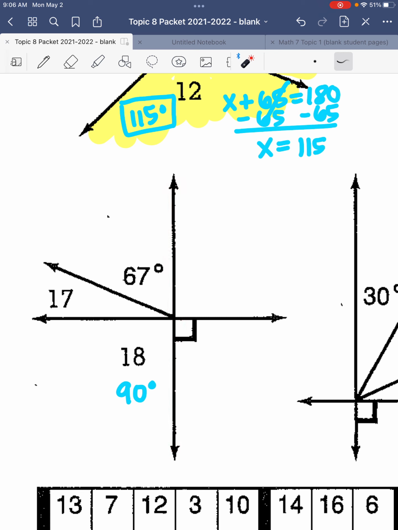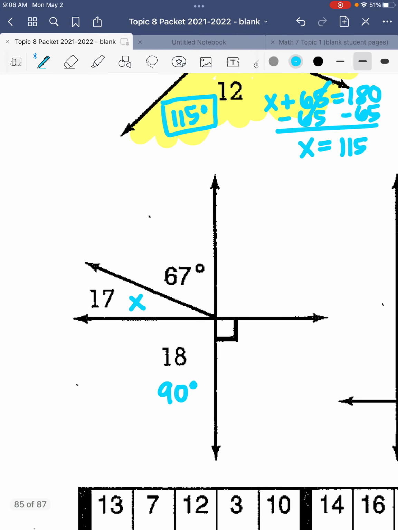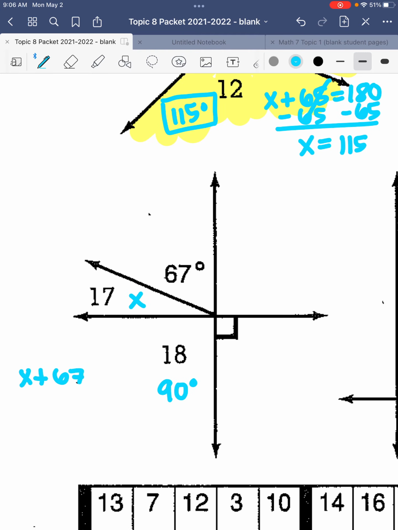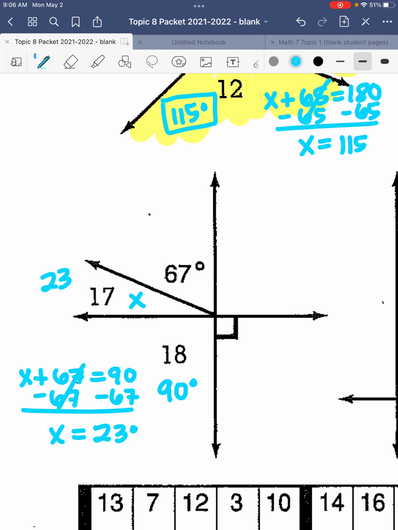So they all three add up to 180. But if I know that angle 18 is 90 degrees, I know that these two together also have to be 90 degrees. So I could call angle 17 x, and I could write an equation to solve for x. So I would write x plus 67 equals 90, and I would just solve for x by subtracting 67 on both sides. So x is by itself, and 90 minus 67 is 23. So x is 23 degrees. That's what I would get for angle 17, 23 degrees.